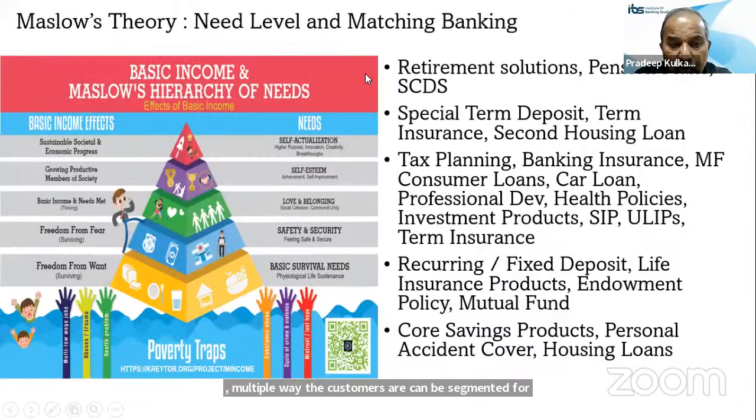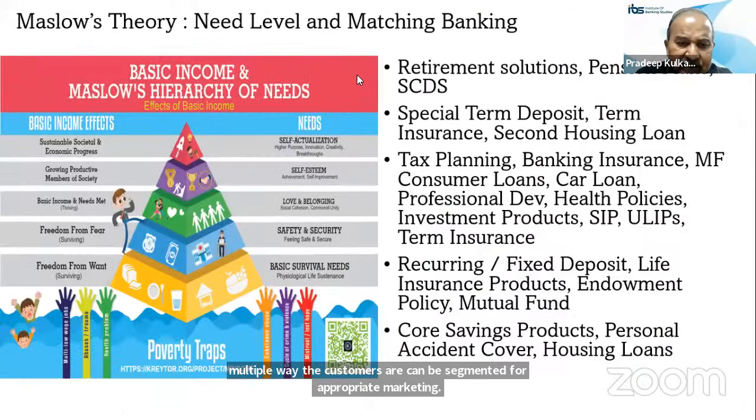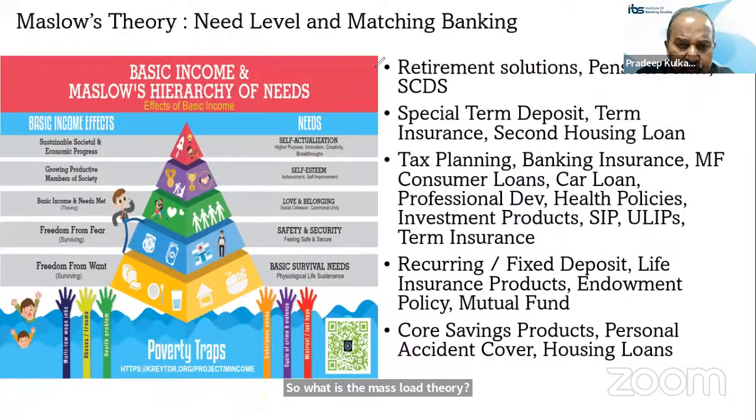So what is the Maslow theory? Maslow theory says that need of a human being. See, ultimately, why we are offering a product to the client? You got to satisfy the customer need. Now, if that is the case, what is the need? Need hierarchy works like this. Basic needs are there. They are known as survival needs.